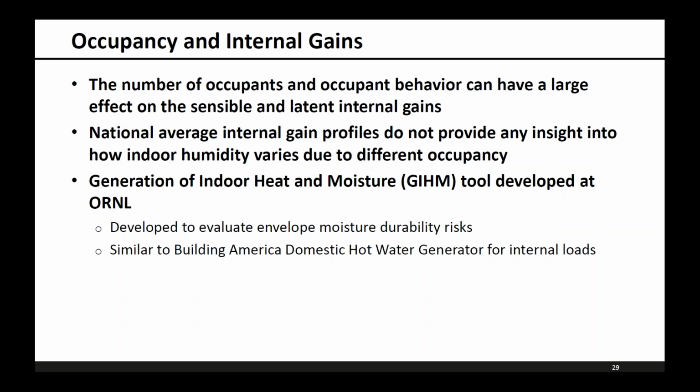So this was initially developed to generate indoor temperature and humidity profiles for evaluating moisture durability risks in building envelopes. And so I'm going to speak a little bit about it to make sure everyone understands how the internal load profiles were being generated. So if anybody's familiar with the Building America domestic hot water generator, this tool is kind of similar to that, where we're trying to generate realistic hourly profiles that are based on distributions of different statistical data.